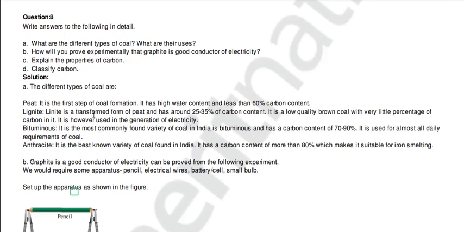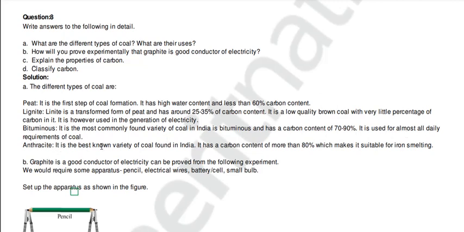Lignite. Lignite is a transformed form of peat and has around 25 to 35% of carbon content. It is a low-quality brown coal with very little percentage of carbon in it. It is however used in the generation of electricity. Bituminous. The most commonly found variety of coal in India is bituminous and has a carbon content of 70 to 90%. It is used for almost all daily requirements of coal.